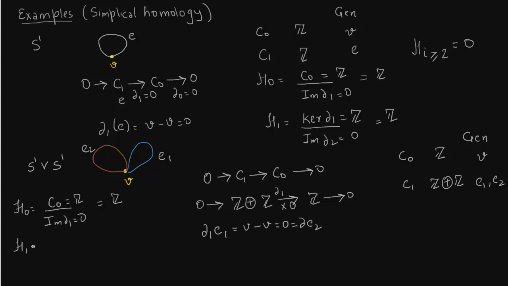H1 is kernel of delta 1 over image of delta 2, but kernel of delta 1 is the entire Z plus Z. It takes everything and maps it to 0. Delta 2 is 0 because it's just the zero map coming in.